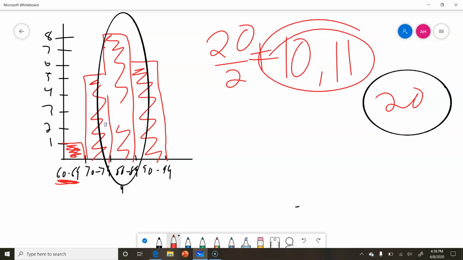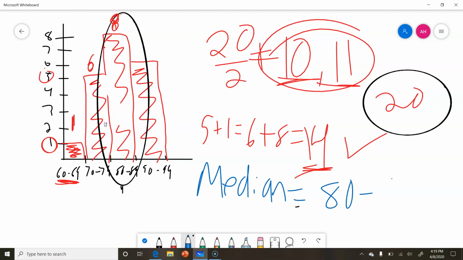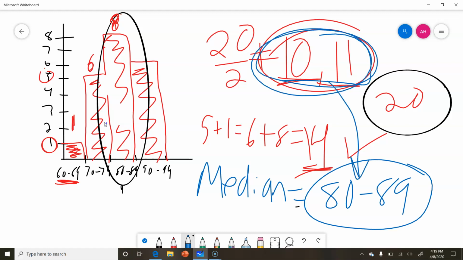Now let's see, this is 1. So after we've done one interval, we've got 1. After this one, we have a total of 6. Do you see this is 5 here and 1 here? So we have 5 plus 1, which is 6. Now, this next one has how many? We have 8 in that interval. So 8 plus 6 is 14. Now, is 10 and 11 in that 14? Check. The answer is yes, that is. So that means that the median is also 80 to 89, because our 10th and 11th term are in that range. That's how we find the median.